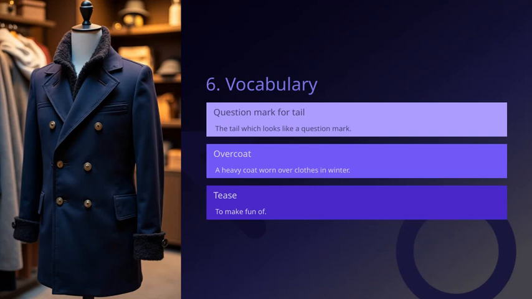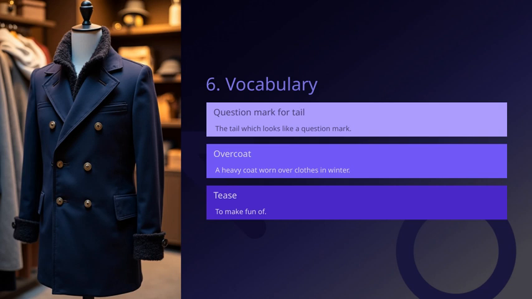Let's take a moment to look at some vocabulary related to the words we've been exploring. First, we have the question mark for tail. You'll notice that the tail of the question mark actually resembles a small curve, which can look like a tiny tail. It's a simple but important visual cue that helps us identify questions in writing. Next, we have the word overcoat. An overcoat is a heavy coat worn over your regular clothes, especially in winter, to keep warm. It's a practical piece of clothing that provides extra insulation when the weather gets cold.